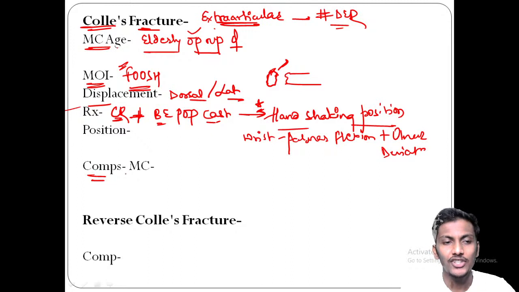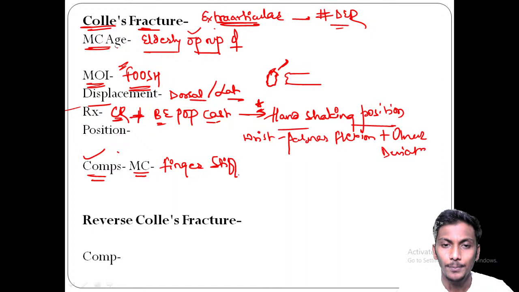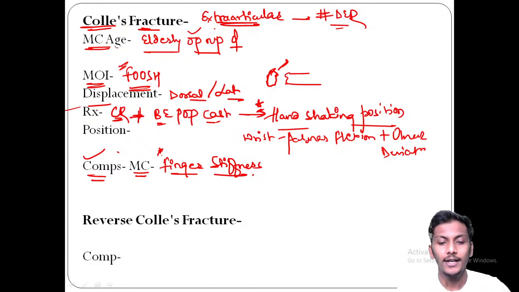Which are the complications seen along with Colle's fracture? Which is the most common complication? Please remember, the most common complication seen along with Colle's fracture is finger stiffness. Joint stiffness or finger stiffness is the most common complication seen with Colle's fracture. This we tend to miss out.